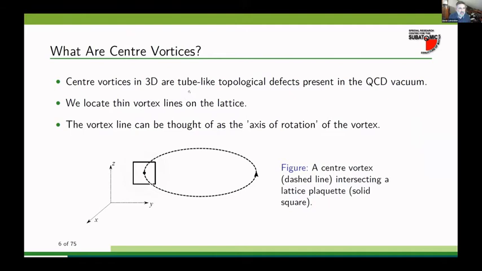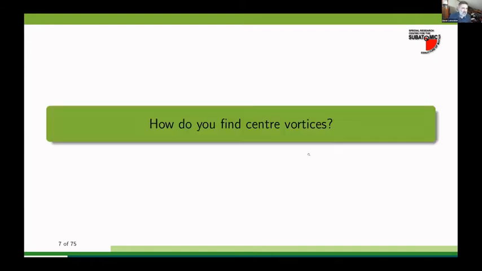So in 3D, center vortices are tube-like topological defects present in the QCD vacuum, and I'm going to be showing you the thin vortex lines, the center lines. You can sort of think of that, if you wish, as the axis of rotation of the thick vortex. There's a nice cartoon here that shows a center vortex, this dashed line, in a QCD gauge field, and it intersects with this lattice plaquette, and we're going to have a recipe that allows us to identify the fact that a vortex has, in fact, pierced this plaquette. So how do you do that?